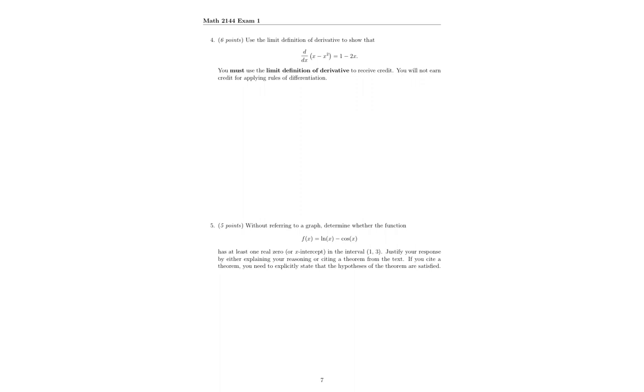All right, so for problem 4, it wants us to use the limit definition of a derivative to show that the derivative of x minus x squared is equal to 1 minus 2x. All right, so if we remember, the limit definition of a derivative is the limit as h goes to 0 of f of x plus h minus f of x over h. So we have our function f of x is going to be x minus x squared, because that's what we're looking for the derivative of, right?